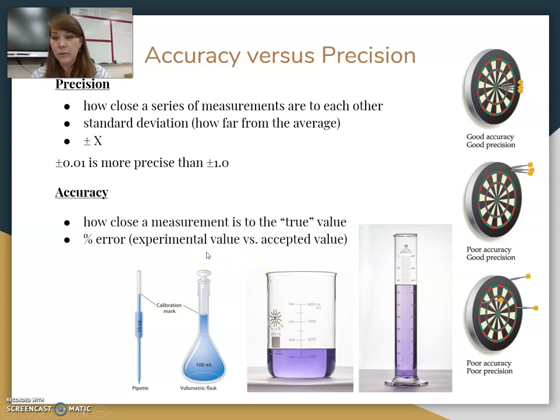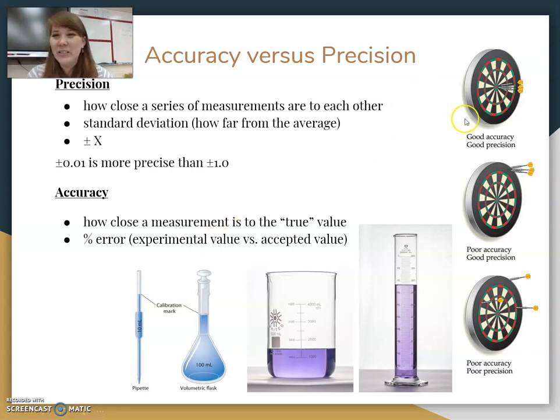The other part is going to be accuracy. Accuracy is how close a measurement is to the true value, and so the accepted value. And so to calculate this, we're going to use percent error. It's the experimental value that you measure versus the accepted value that we should have gotten.